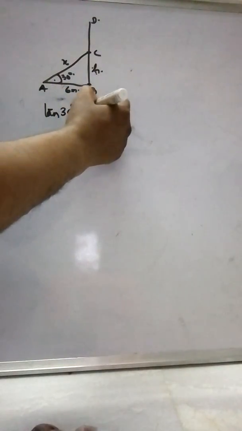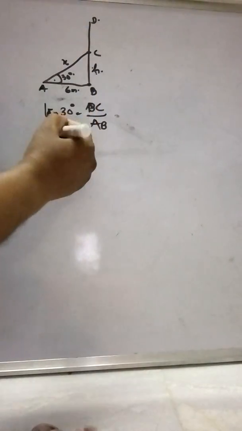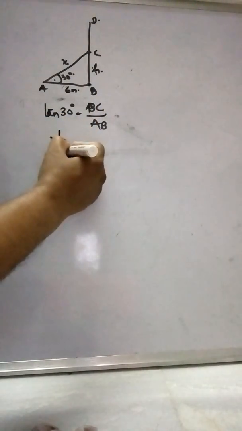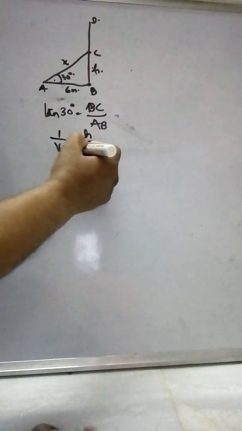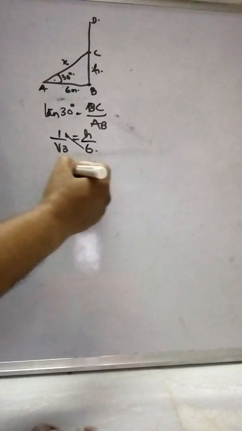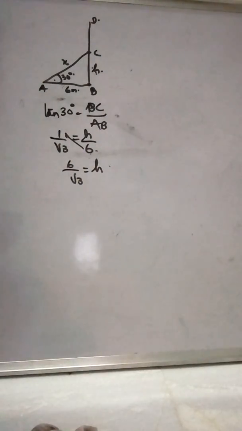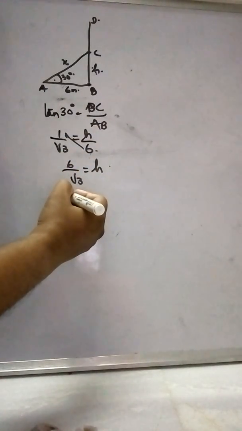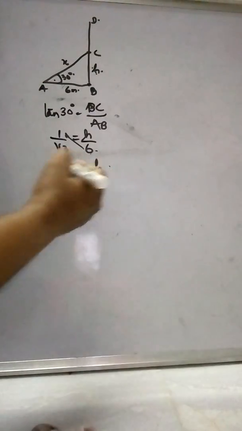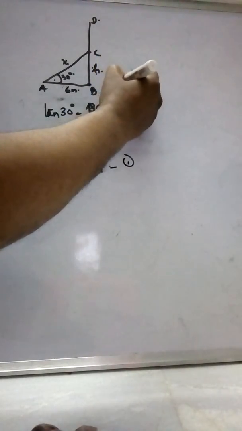So here BC by AB will give me tan 30 degrees, that is opposite by adjacent. Tan 30 is 1 by root 3, equal to BC, which I took as h, by AB, which is 6. When you cross multiply, it gives me 6 by root 3 equals h. So I got this as 6 by root 3.